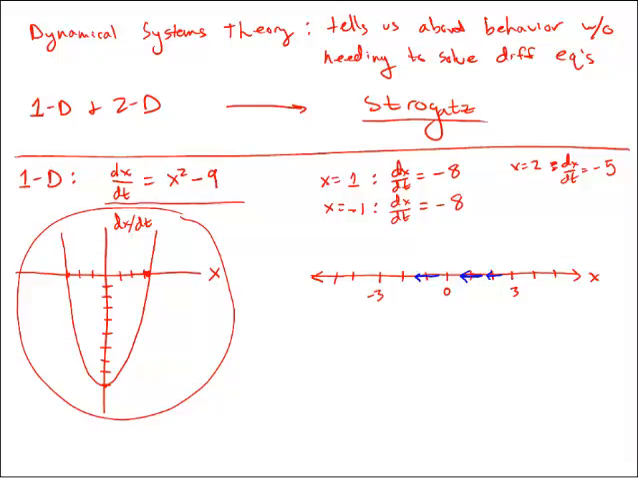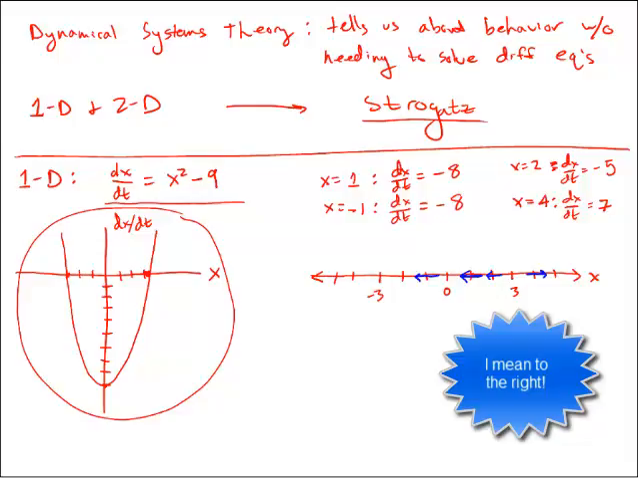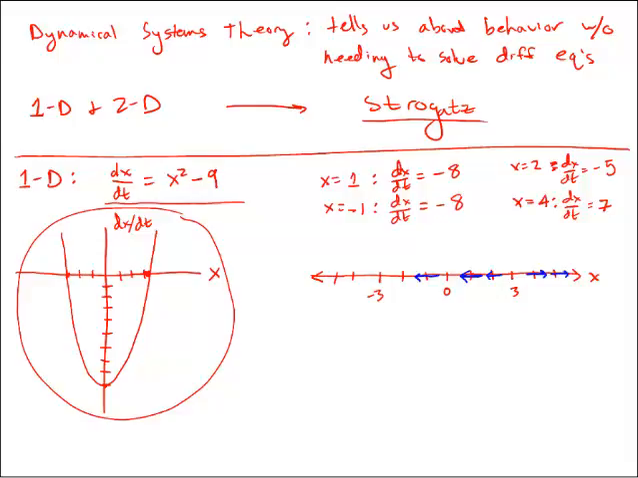What if we had x equals 4? Well, if we plug that in, 4 squared minus 9 is 7. 16 minus 9 is 7. So dx/dt equals 7. So now our derivative is positive. So at x equals 4, we draw an arrow pointing to the right. So maybe you're kind of getting the idea. At every possible x, we have an associated derivative. So we can draw in all of these arrows just by going through and calculating the derivative at all of the x's. What if x equals 3?